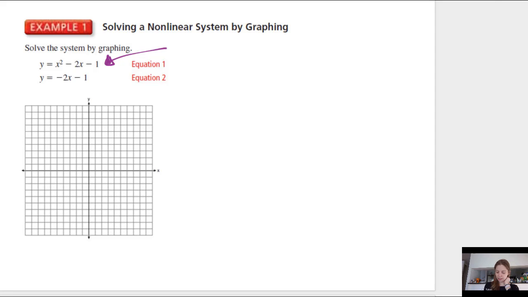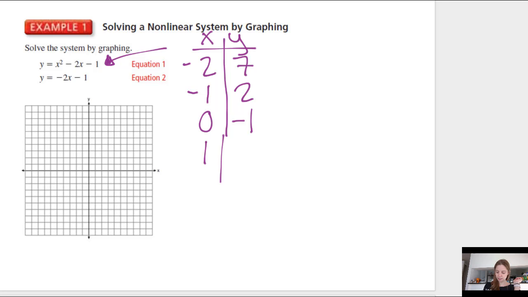Starting with this quadratic, what I do to graph it is I put it in my calculator under y equals, then I go to table. I'll share with you what the table looked like. You do not have to write this on your homework or on a test. The ordered pairs went from -2, 7, -1, 2, 0, -1, 1, -2, 2, -1, 3, 2, 4, 7.